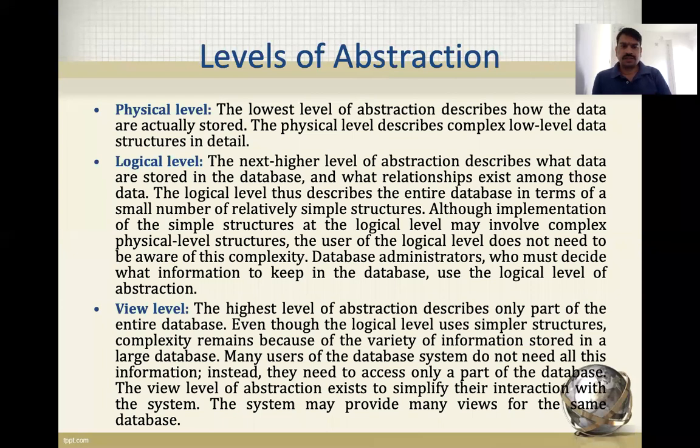So that is about the physical level, where we have the lowest level of abstraction. Then we have the logical level, where some level of abstraction is there. Means we don't know about how actually data is stored, but we know many things about the data. So this is the next level of abstraction, which describes what data are stored in the database and what relationships exist among these data, that also can be known.